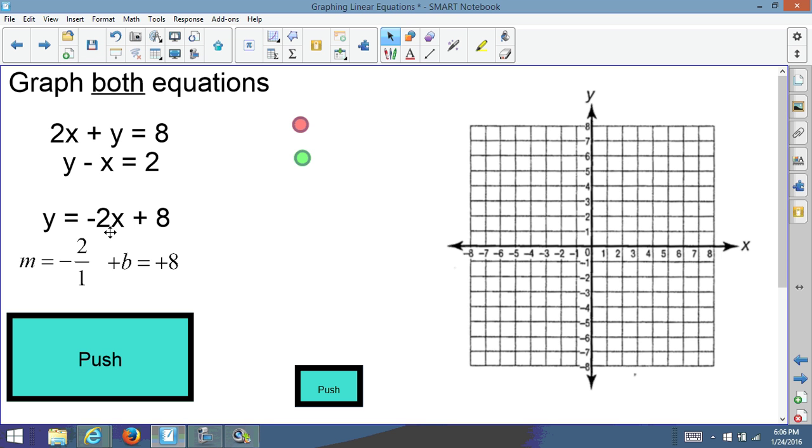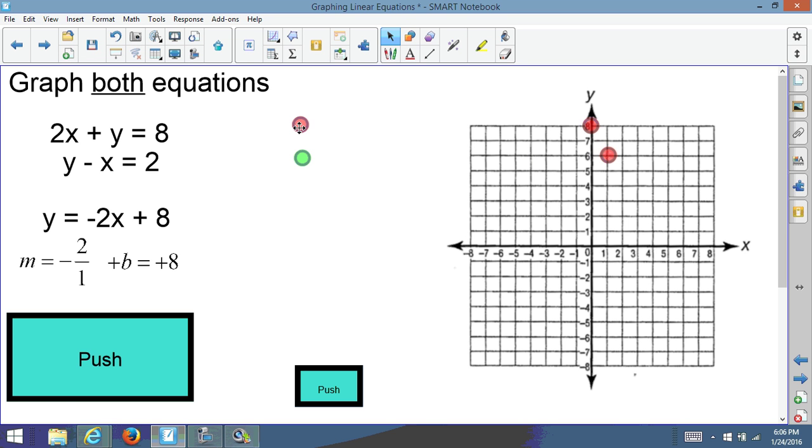Then I would identify my slope, which would be negative 2 over 1. My y-intercept is positive 8. So I would draw on positive 8 a dot. So I'll use this red dot right here. My slope is negative, so that means I go down 2 boxes in this case. So down 2, so I'm down here 2, and over 1 to the right.